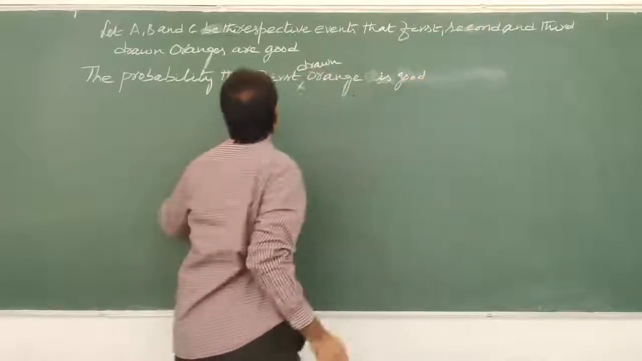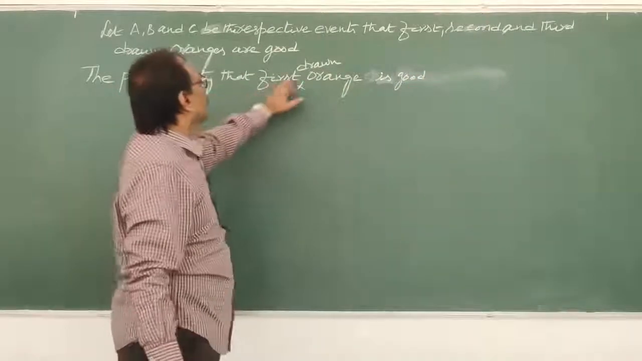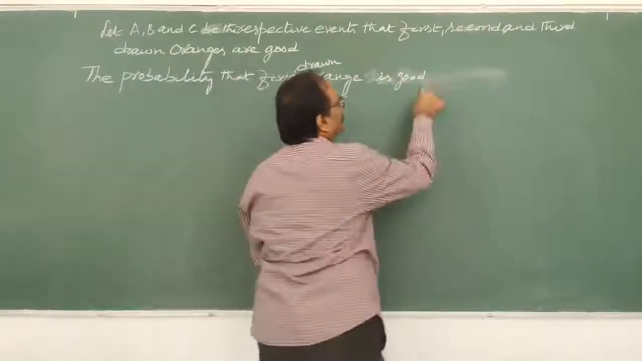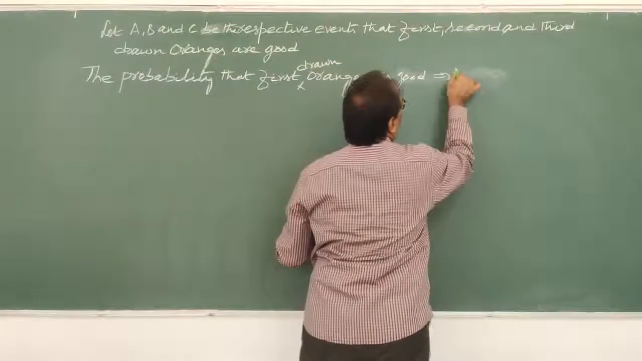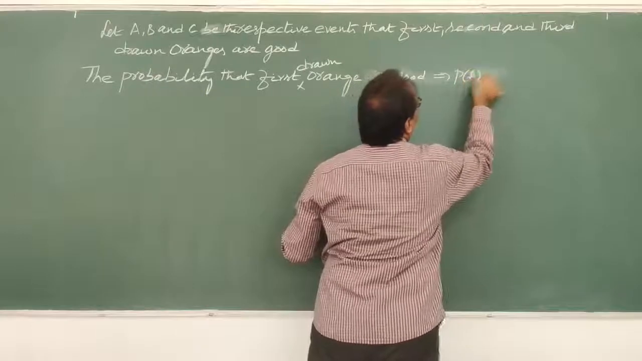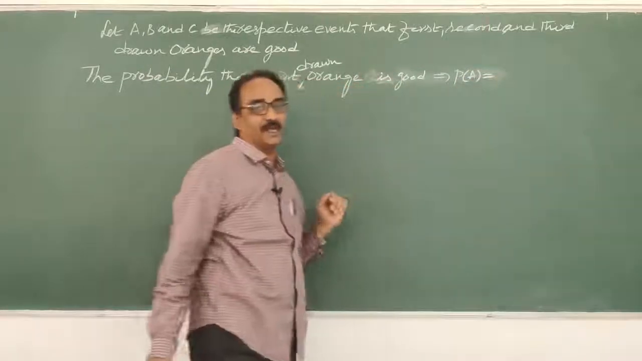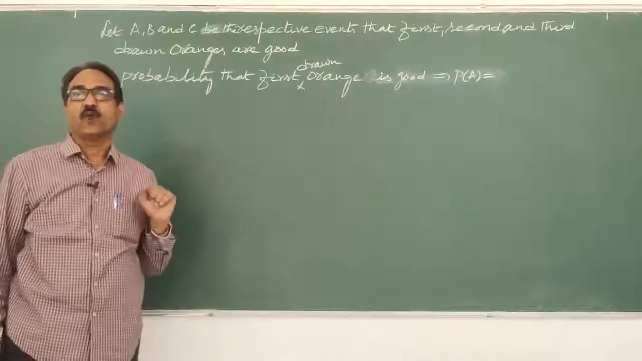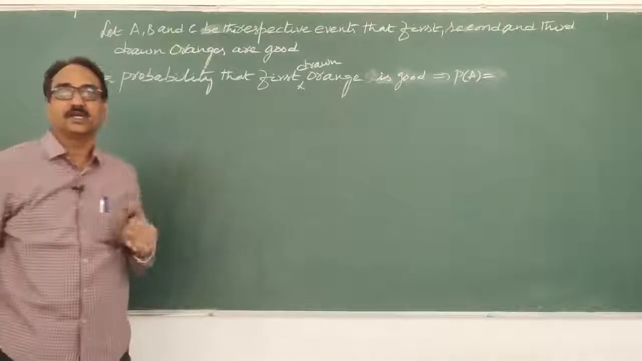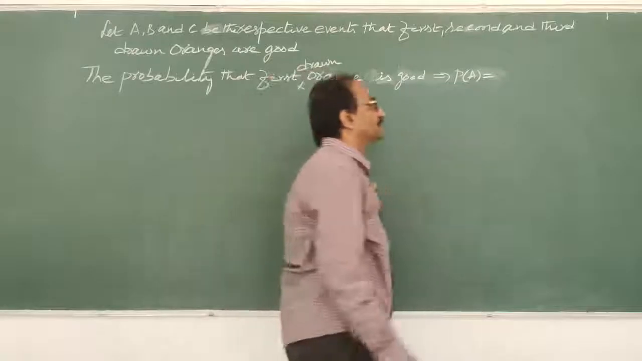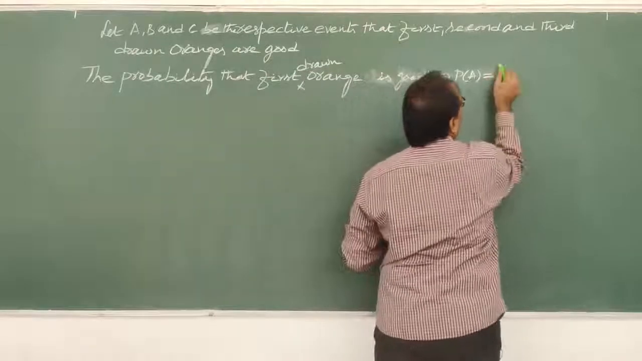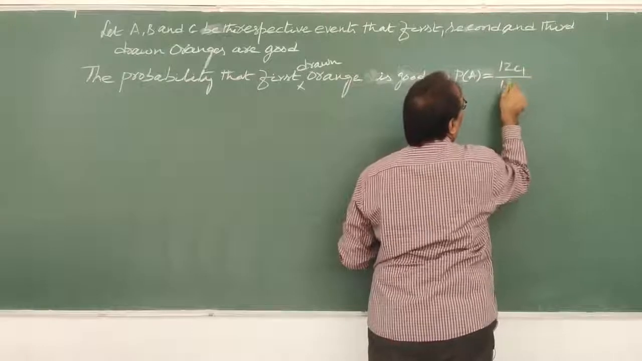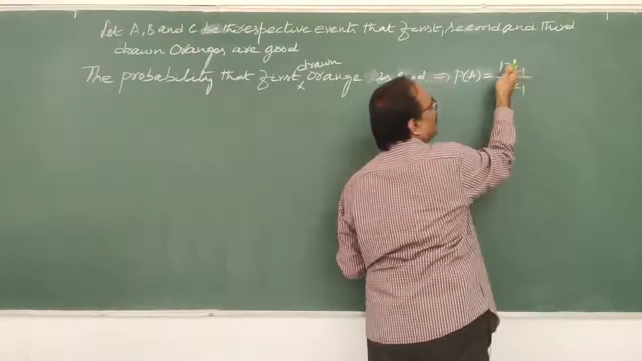The probability that the first drawn orange is good. This implies, what is the first drawn orange called? P of A. What is its probability? Now you tell me. In a box, how many oranges are there? 15. How many good are there? 12. So for the first orange to be good, how many ways can you select? 12 C1. Out of 12 you have to select one. But total how many are there? 15. This is N of E by N of S.